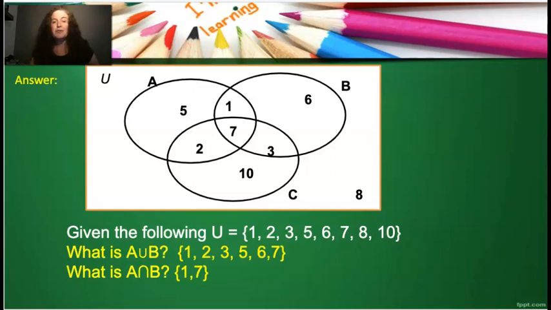All right, A union B should have been 1, 2, 3, 5, 6, 7, because A union B is everything in A and everything in B and everything in the overlap. That's why 1 and 7 are in A union B. And A intersection B is only this overlap, so only 1 and 7. Notice that I included elements that are in C, but C is not in my question. It's okay because we're just pretending that C part that has the 10 in it doesn't really matter because we're not asking about that.